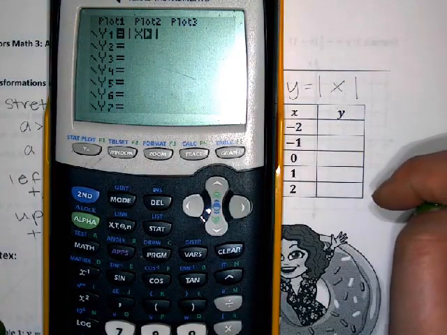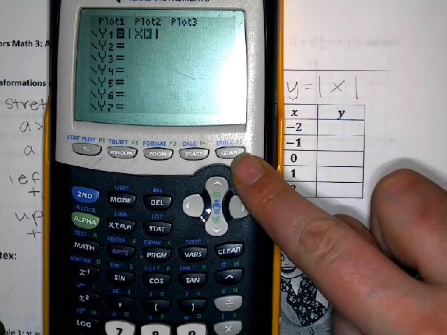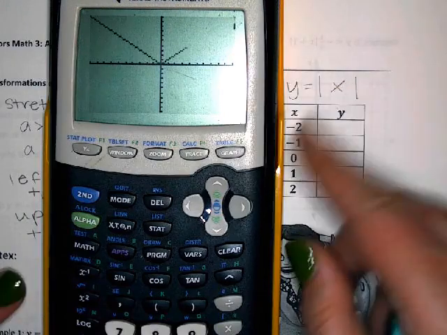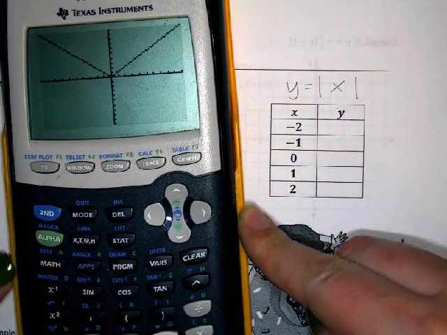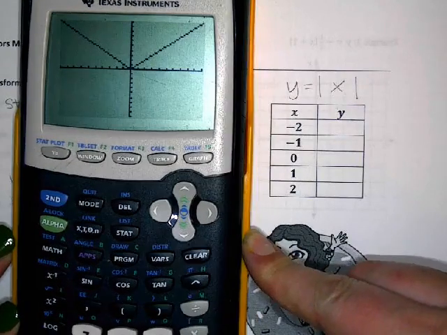All right, everyone got that so far? Okay, now all we have to do is hit the graph button. And it graphed it for us. It's a perfect V-shaped graph. It's right over here on the right side.